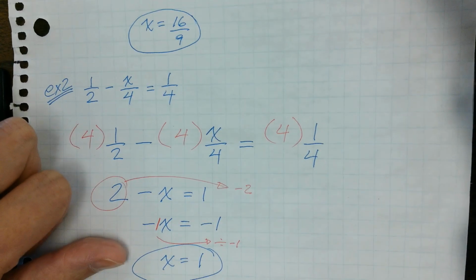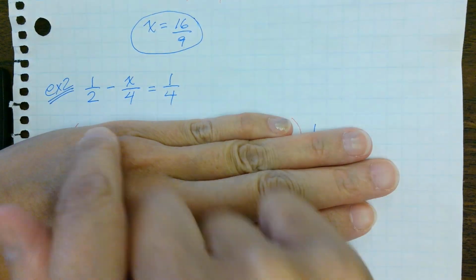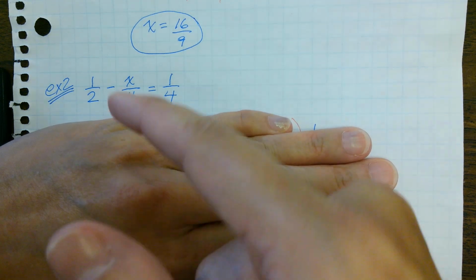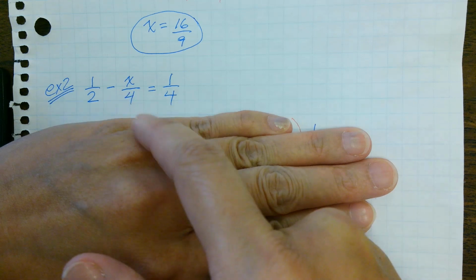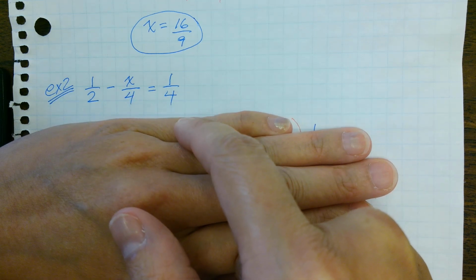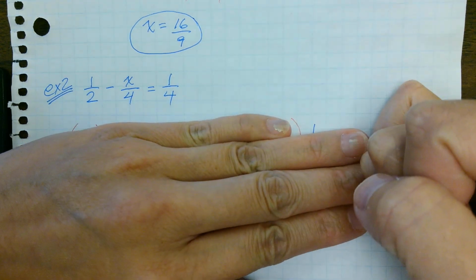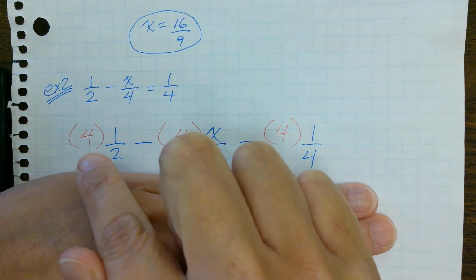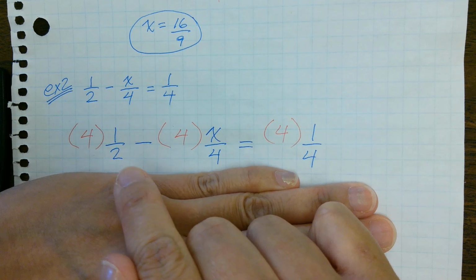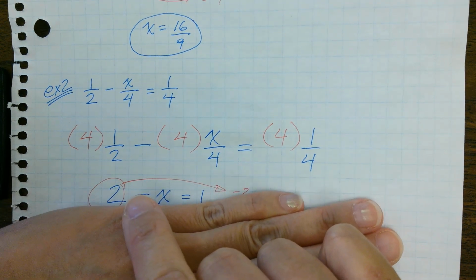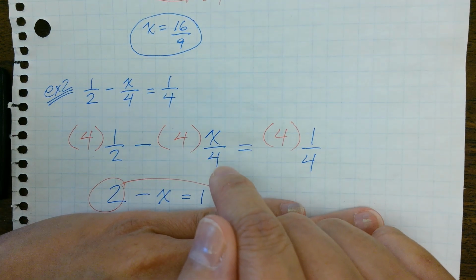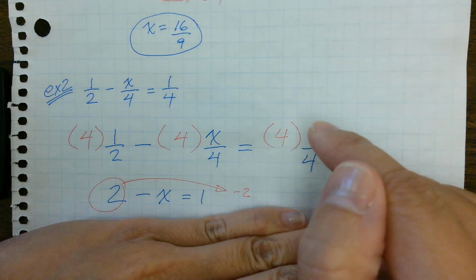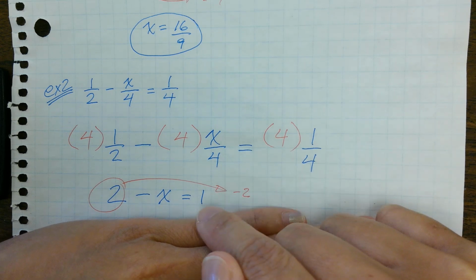Okay, let's try the second example right here. So second example, a half minus x over 4 equals 1/4. Looking at my denominators here, 2 and 4, my lowest common denominator is 4. So I'm going to multiply everything by 4. Okay? 4 times 1 is 4. 4 divided by 2 is 2. 4 times x, 4x divided by 4 is negative x. And 4 times 1 divided by 4 is 1.